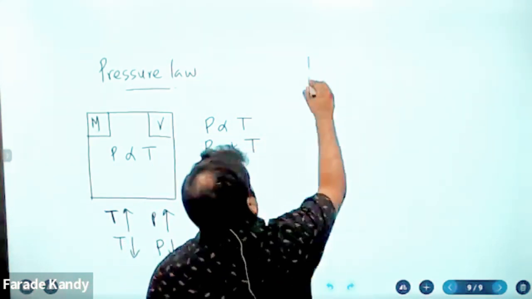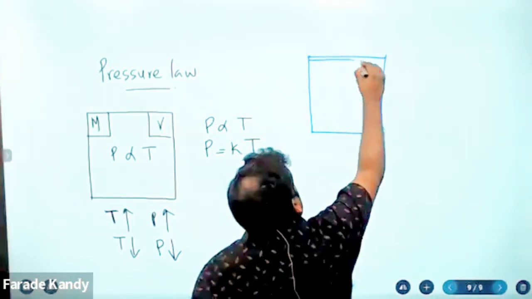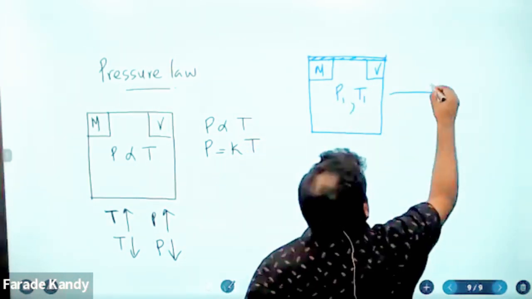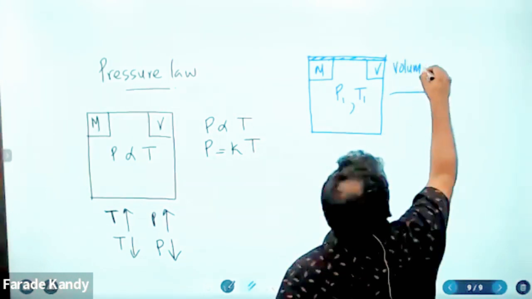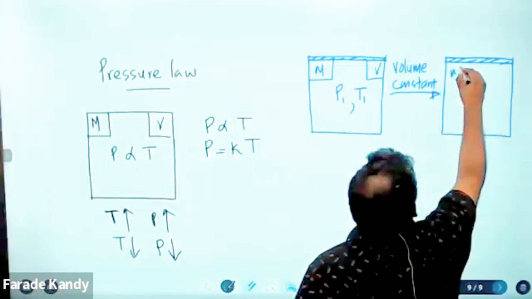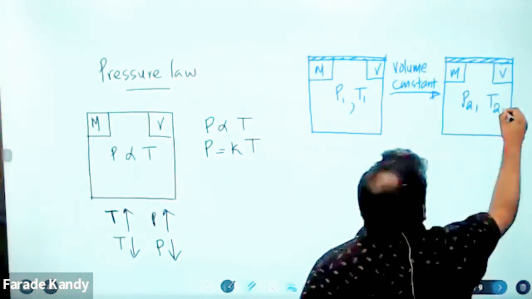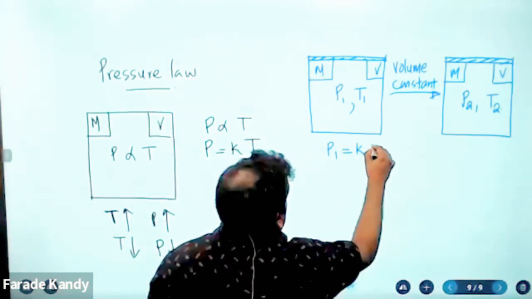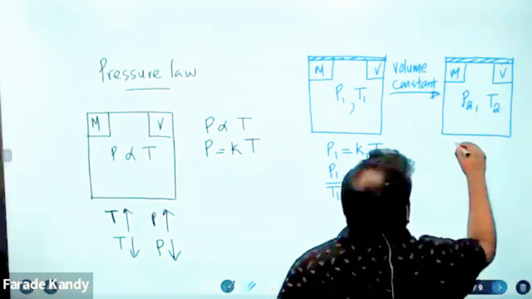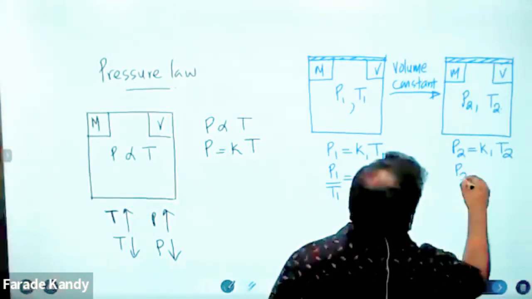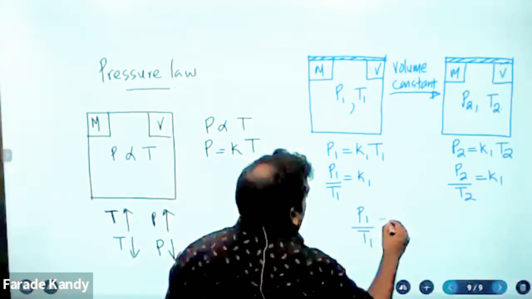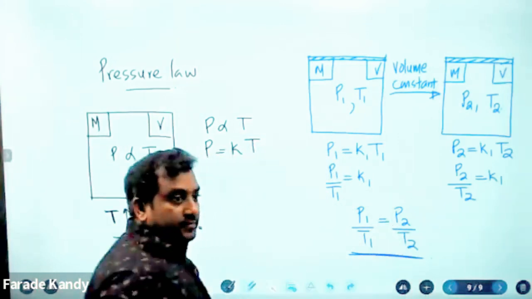So here, if I take two thermodynamic systems, same volume, fixed mass of gas, pressure here P1, temperature T1. Volume constant, no change in volume. Piston cylinder arrangement. Mass is same, volume is same. Pressure P2, temperature T2. What can you say? P1 equals K1 times T1, so P1 over T1 equals K1. Same mass, same volume. P2 equals K1 T2, so P2 over T2 equals K1. These two K1 are equal, therefore you can say P1 over T1 equals P2 over T2.